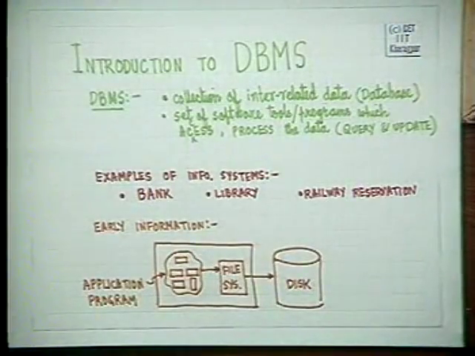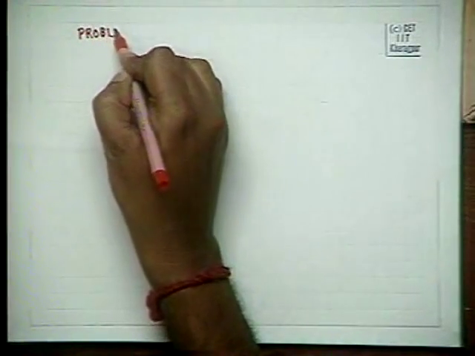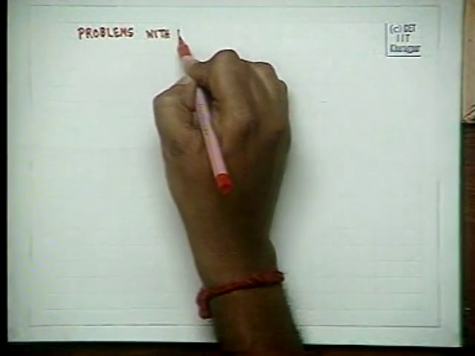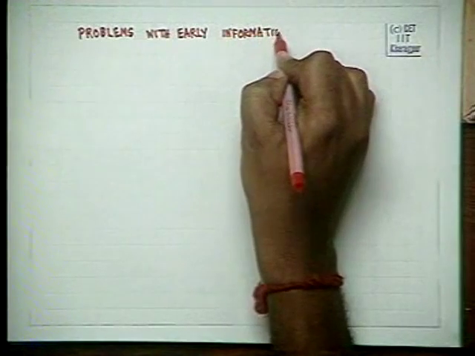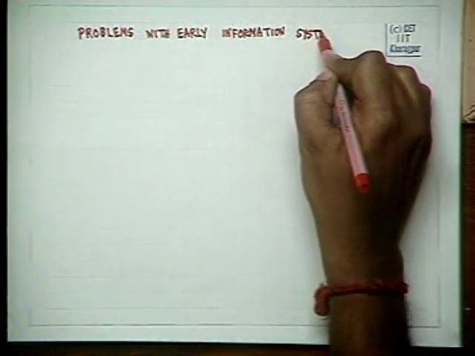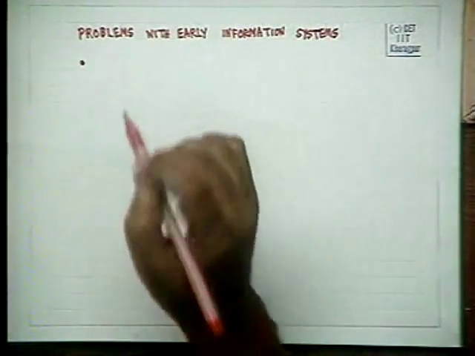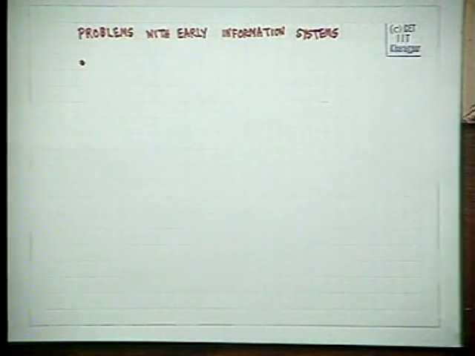And a lot of problems cropped up with such early information systems. And we will see what these problems are, and we will try to see how database management systems are trying to resolve these problems. The first and most dangerous problem of such early information systems is the disorganized development.